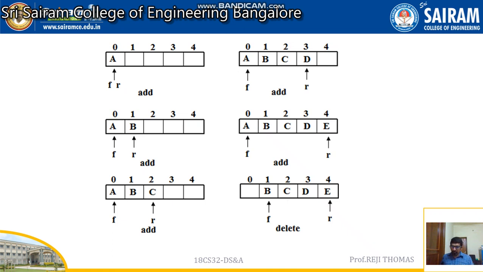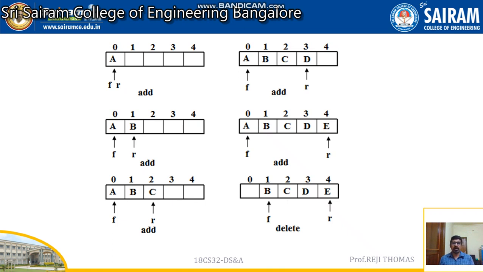Look at the next diagram. We have inserted one more character which is C, and F remains as it is, and R has changed its value from 1 to 2. Look at the next diagram, where we have inserted another character D, and R changed its value from 2 to 3, and F remains as it is.